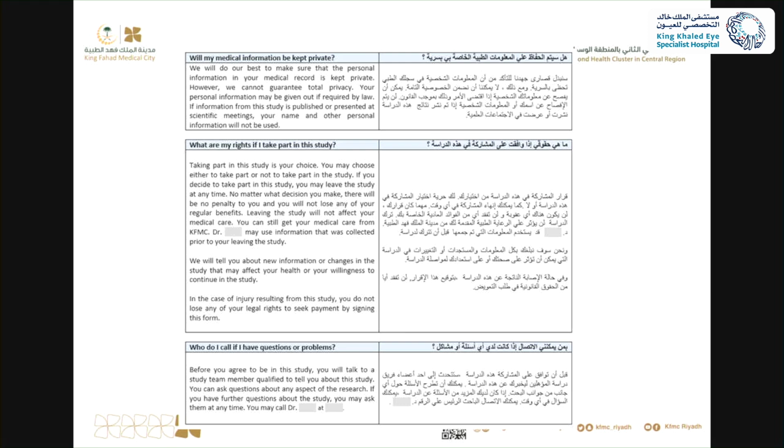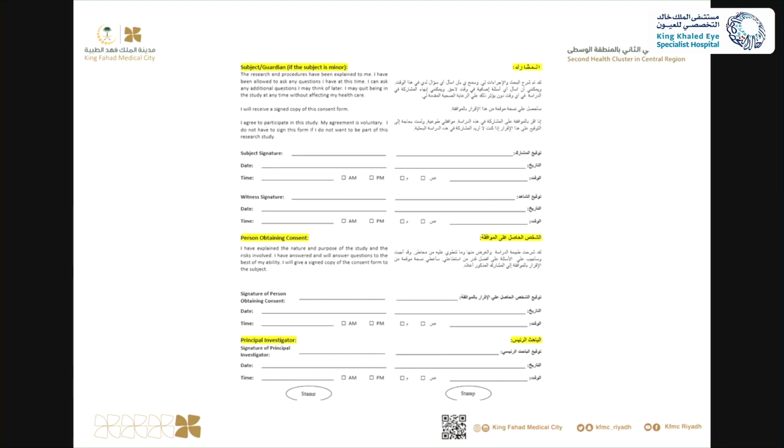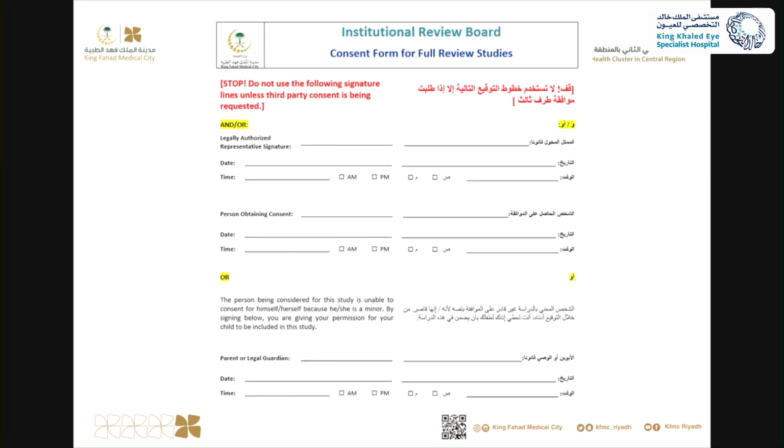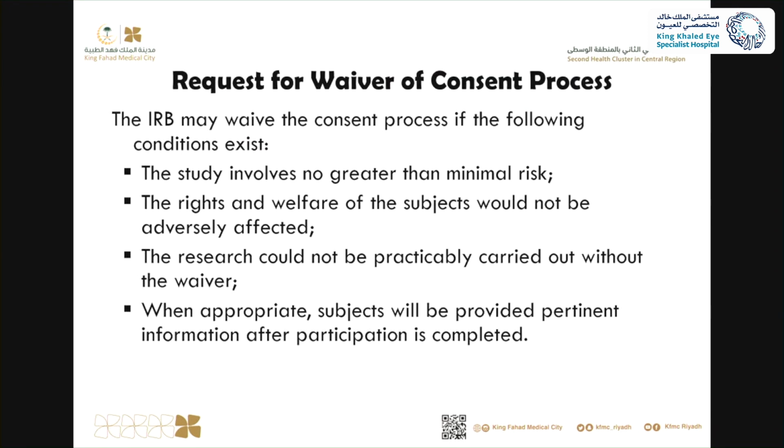Will my medical information be kept private? What are my rights if I take part in the study? You need to inform him. Who do I call if there is any question or problem? And we do require, specifically in the IRB, that a number is there for the subject to have. And then here, the principal investigator or those who, as mentioned, can give the consent, and the stamp. And usually we require a stamp on every page of the consent. Because sometimes when we do monitoring there is no approved IRB version, because sometimes you might print a different form and use it. So we need to make sure that each page is really stamped.